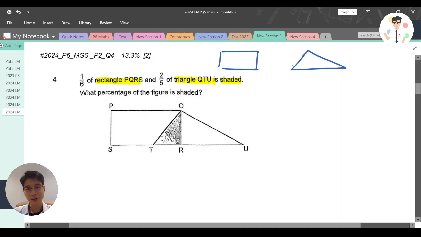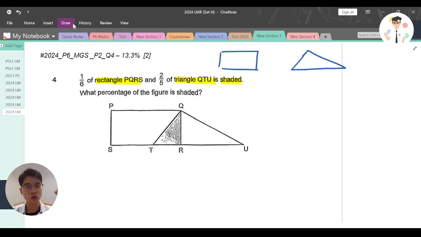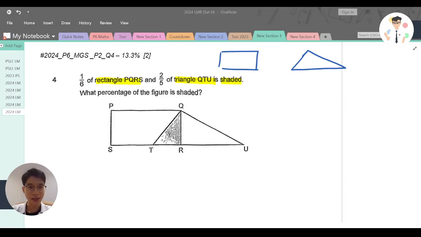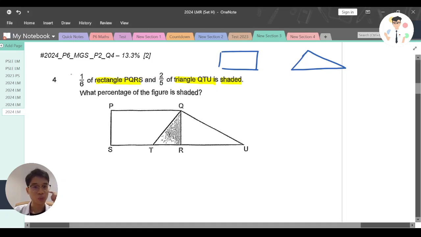Now you can see these two shapes are overlapped, and the part where they overlap is shaded. My students, I have already mentioned many times, when two shapes overlap, the part where they overlap is supposed to be the same area. That means these parts are supposed to be the same, but they are not the same. So you are supposed to make it the same by looking for LCM.